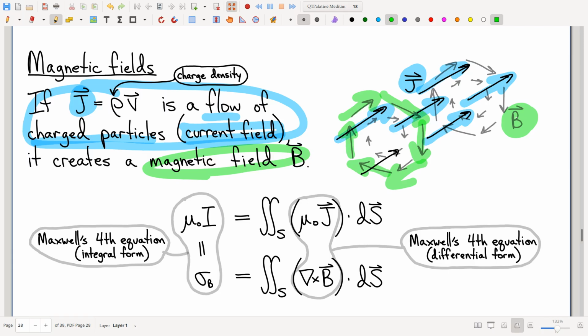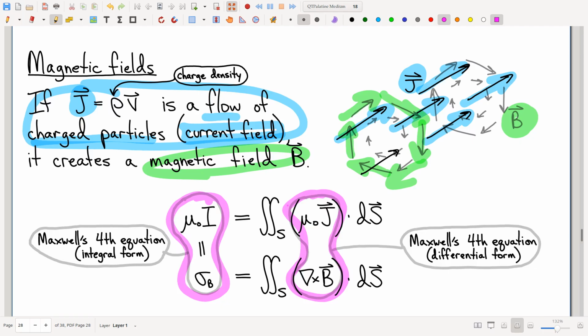The current field and the magnetic field will have a relationship in a way that's kind of analogous. Do you know how charge creates an electric field? Current creates a magnetic field. And there's two ways to write the relationship. And here's where we're getting into details that we just don't have time for. I wish we did.